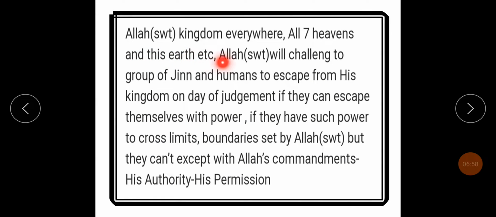Allah's kingdom is everywhere, in all seven heavens and this earth. Allah will challenge a group of jinn and humans to escape from his kingdom on the day of judgment, if they can escape with their own power, if they have such power to cross the limits and boundaries set by Allah. But they can't, except with Allah's commandments, His authority, His permission.